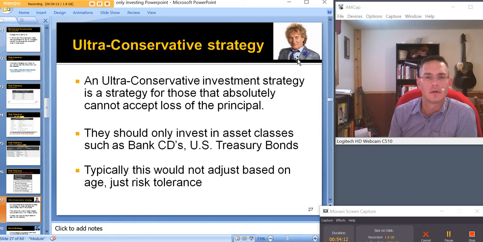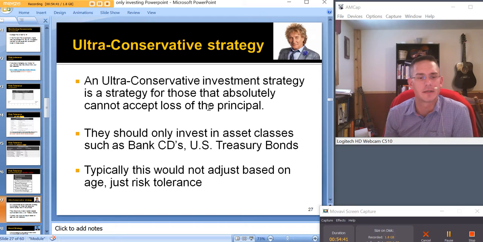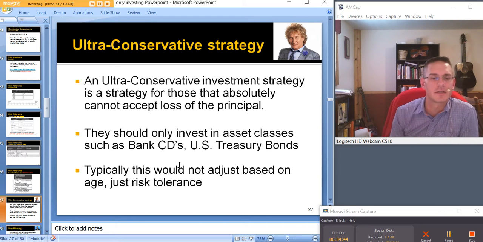I don't even remember. This is Rod Stewart. Some of you may know his daughter from reality TV or something like that. But apparently Rod Stewart was a famous singer back 30 years ago, and sometimes yet today in certain parts of the world, but he is known as a penny pincher. He would have an ultra-conservative strategy, which is an investment strategy for those that absolutely cannot and do not want to lose their principal amount of money that they're investing. These folks should only invest in asset classes such as bank CDs and U.S. Treasury bonds. Typically, this would not adjust based on age, just risk tolerance.